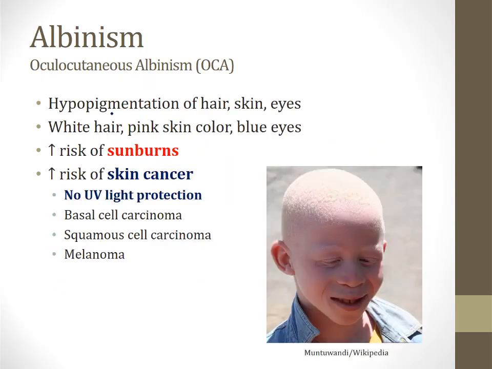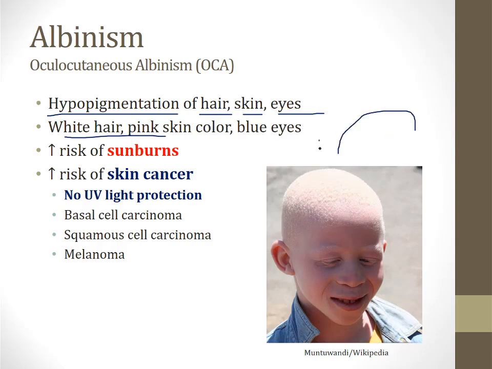If you understand the normal role of the pigment melanin, it's very easy to understand the clinical findings in albinism. There's widespread hypopigmentation, meaning that structures are lighter than normally they would be. So this includes the hair is very light, the skin is light, and also the eyes tend to be blue. So these individuals have white hair, a pink skin color, and blue eyes.